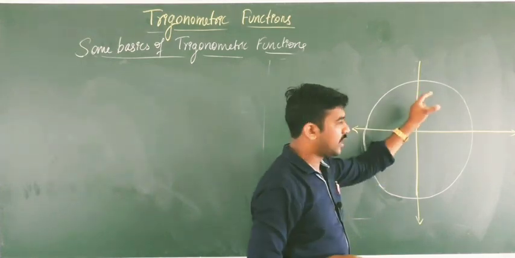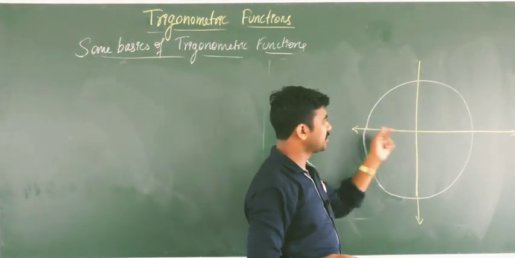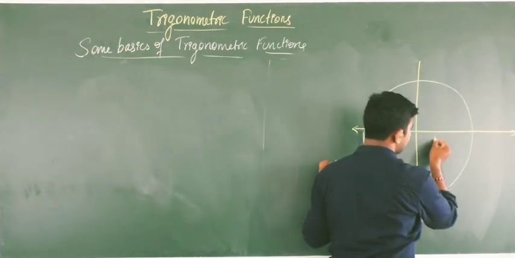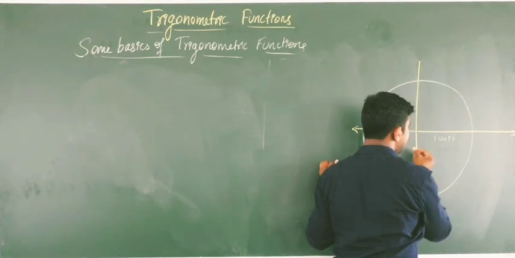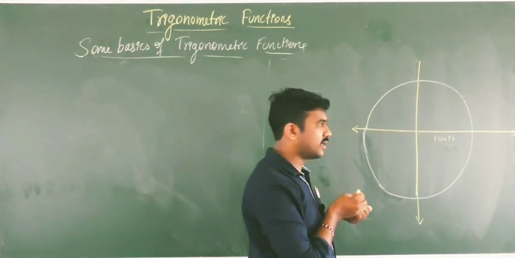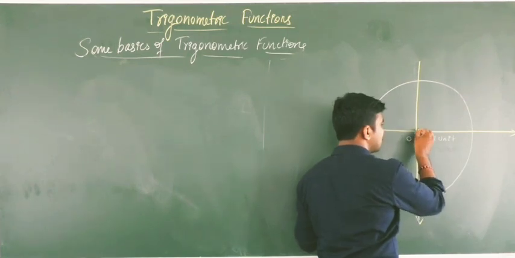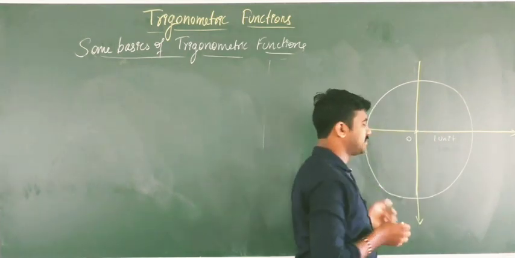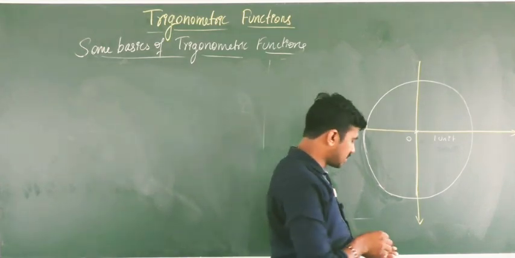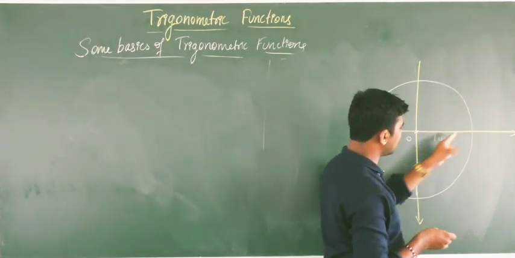See, I will consider one unit circle. Unit circle means the radius of the circle is 1 unit, at center origin. So this is the origin and this is the center of the circle. And now I will mark the points which intersect the axis.